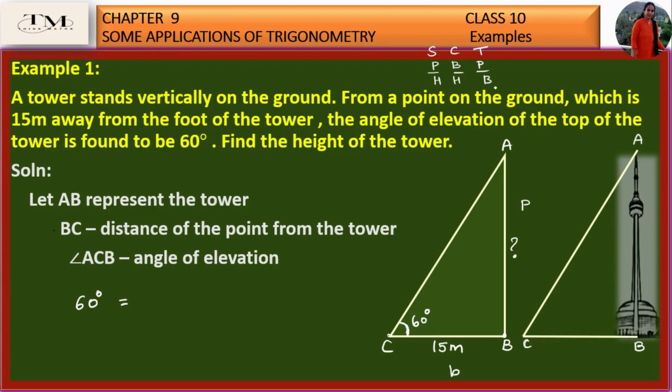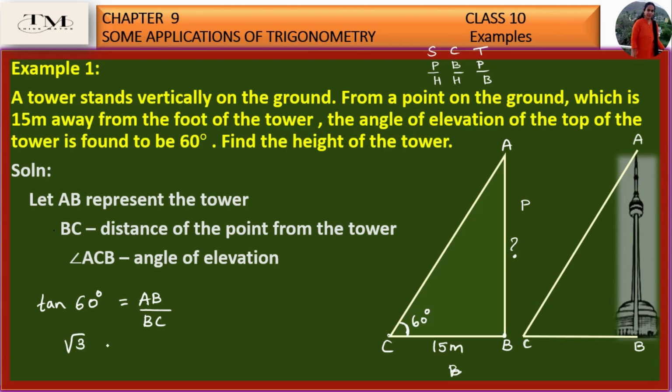So perpendicular by base. So which relationship we make? Perpendicular and base. Who is that? It is tan. So tan 60 degree will be equal to perpendicular by base. Perpendicular side is AB. Base is BC. What is tan 60 degree? Tan 60 degree is nothing but root 3.